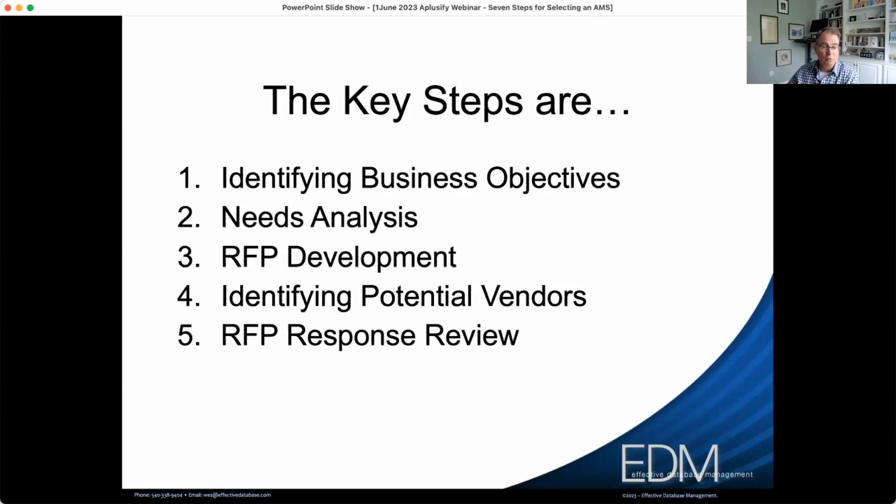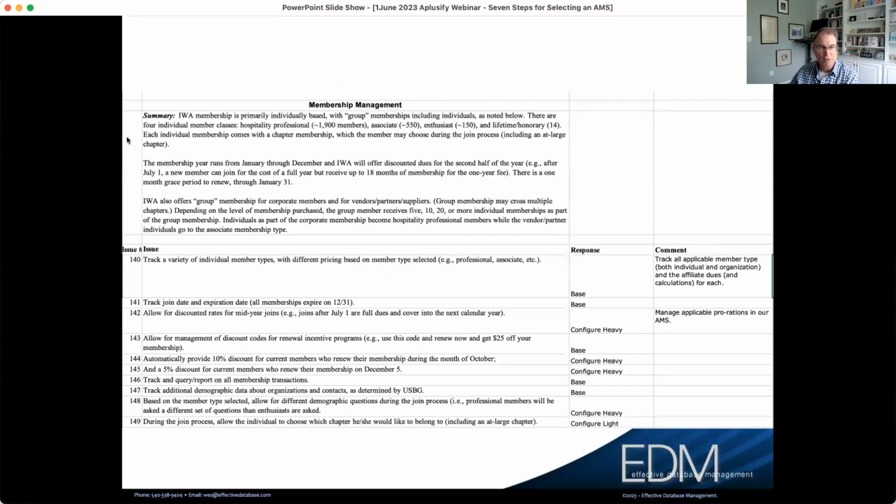Now you have to review those responses. And so how do we review them? Well, here's an example using that same sheet we saw earlier. Now it's been responded to by the AMS vendor. And you can see they put in some comments here. They've also selected the base, configure heavy, or whichever it is. And for each of those, you assign points. This gets back to what we just said. Base is 4, configure light is 3, configure heavy is 2, third party is 1, a no answer gives you 0. And if you've highlighted it as a must-have, then you're just going to double the points on that.